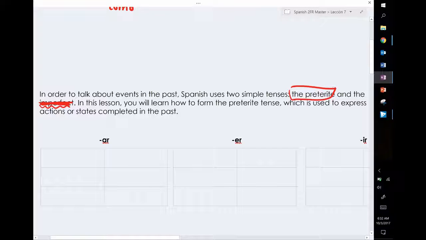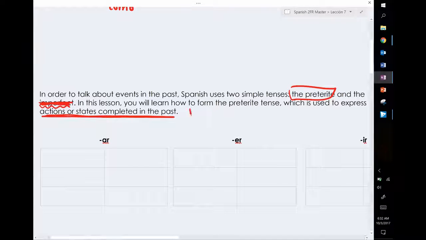So going back to the preterite, what exactly is the preterite? Like I said, it's a past tense. It is used to express actions or states that are completed in the past. Single actions and single states that are completed in the past. It translates to, like, we have the verb to dance, either I did dance or I danced.